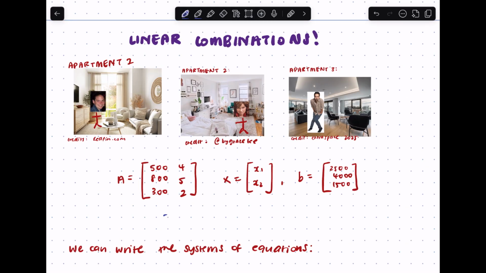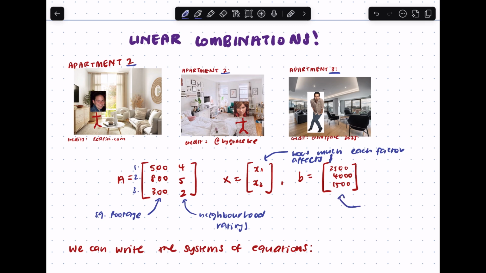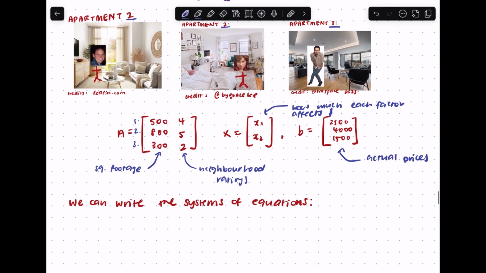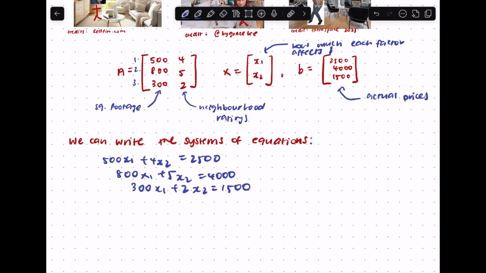Suppose we have 3 apartments and we record their square footage, neighborhood rating, and price. Here, the first column of A is square footage. The second is neighborhood rating. X represents how much each factor affects the price, and B shows the actual prices. We can write the system of equations. Now we solve step by step.